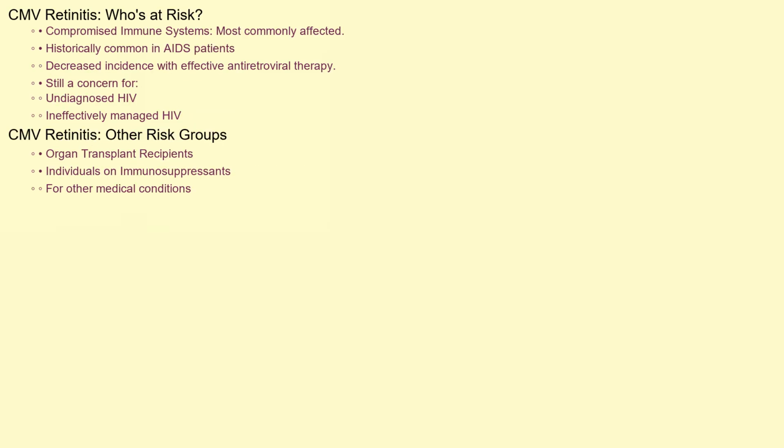CMV retinitis is most commonly seen in individuals with compromised immune systems. Before effective antiretroviral therapy, it was a very common complication of AIDS. While the incidence has decreased significantly with the widespread use of these therapies, it's still a concern for those who are unaware of their HIV status or those who are not effectively managed. CMV retinitis can also occur in organ transplant recipients and in individuals on immunosuppressive medications for other conditions.